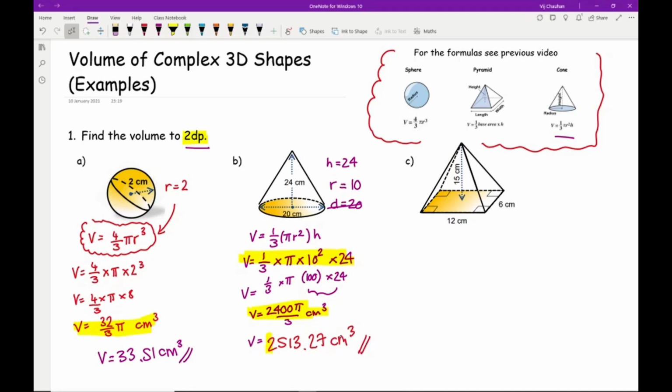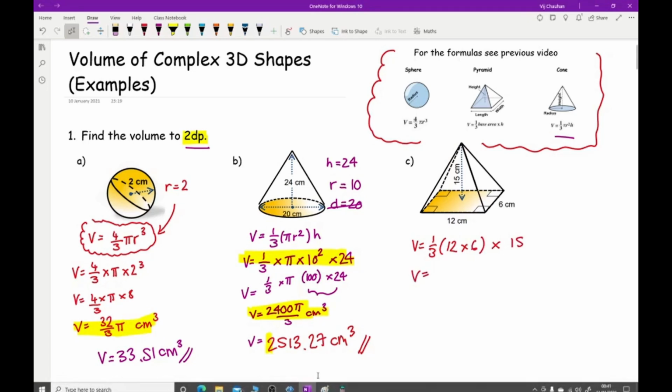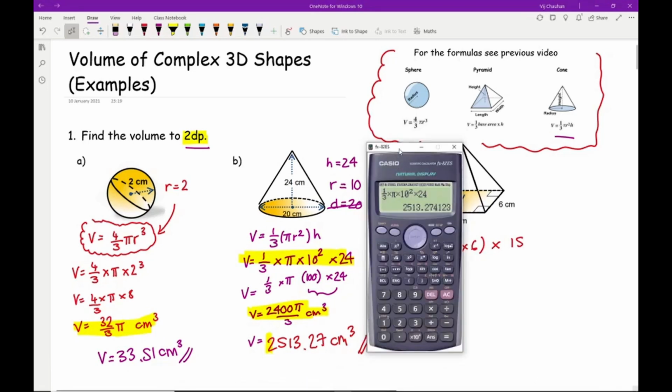And then finally, for C, here we've got a square base pyramid. So again, I'm going to be using this. V equals a third. Now the base of this is a rectangle, so it's going to be 12 times 6 times 15. I'm going to save a bit of time and go straight into using my calculator, because I'm sure you get the gist of the other two previous examples.